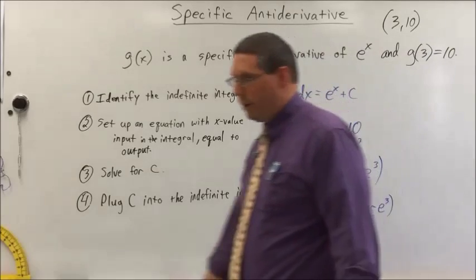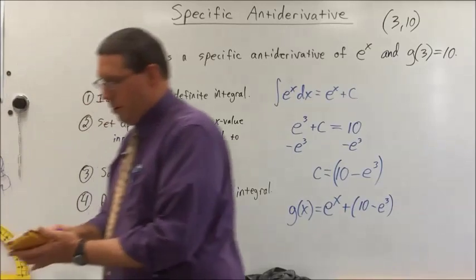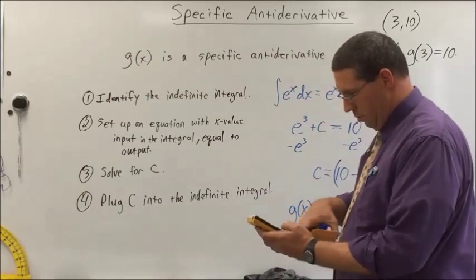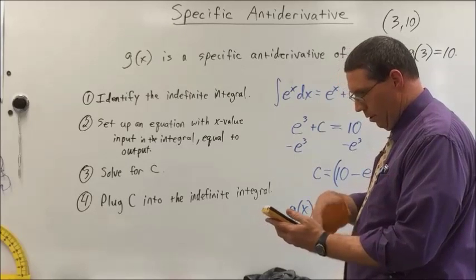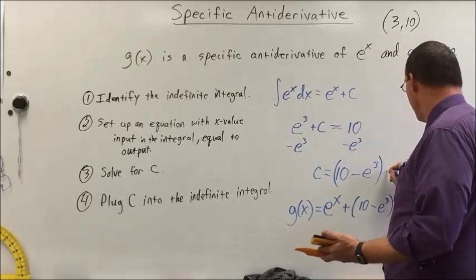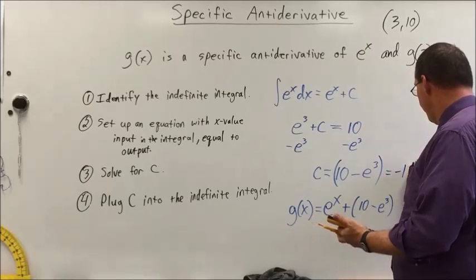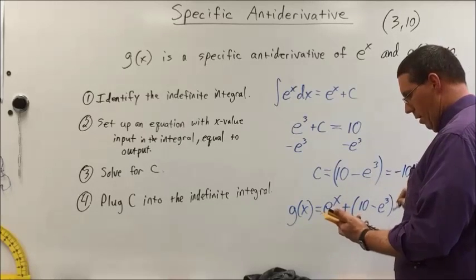Now let's say you have a calculator and you can find out what 10 minus e to the third is. That's fine too. All right, if we have a calculator, we'll do 10 minus e to the third power, which is about negative 10.0855.